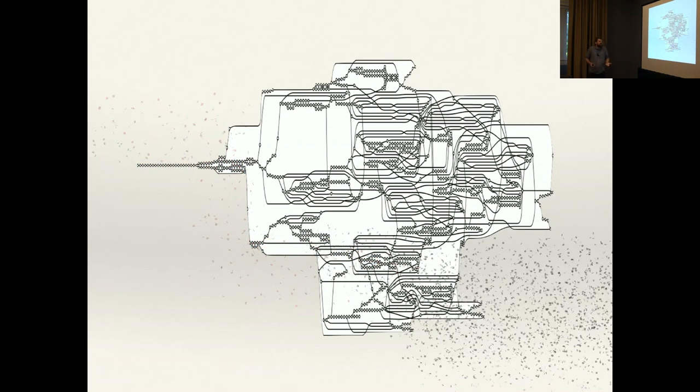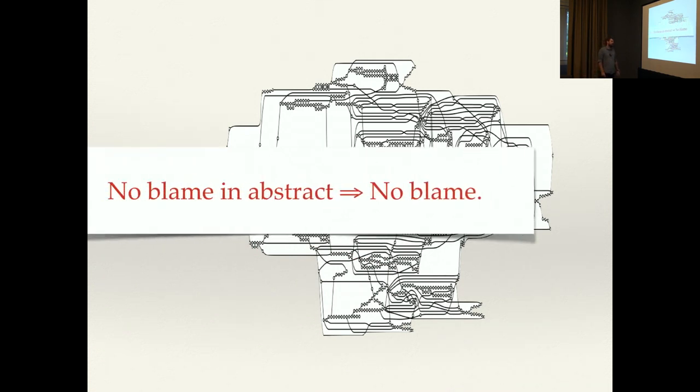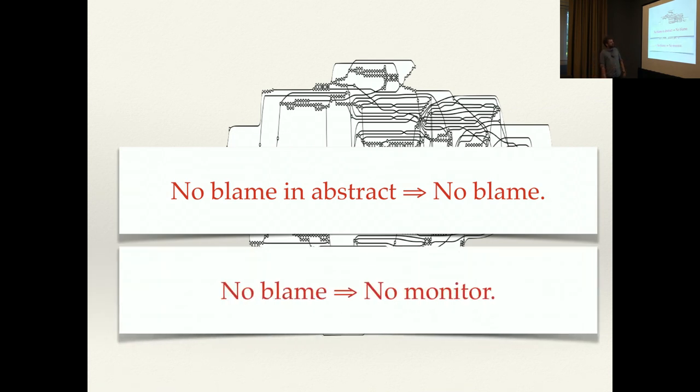But if it's not in the graph, then you know that it can't possibly happen at runtime. So if you have no blame in the abstract, there's no way that you can have blame at runtime. And a kind of corollary of that is, for particular contracts, if they can't be violated and cause blame, then you don't need to monitor them at runtime, right?